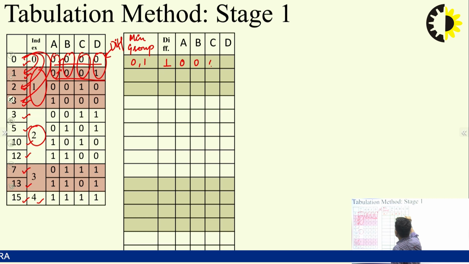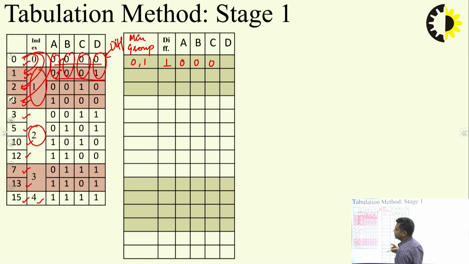So for 0, 1, because these 3 positions are identical, they are being repeated, and the one which is differing will be replaced by a dash. This is how 2 terms can be grouped. The differing position will be replaced by dash and all 3 identical positions will be retained. Similarly, proceeding for 0 and 2.